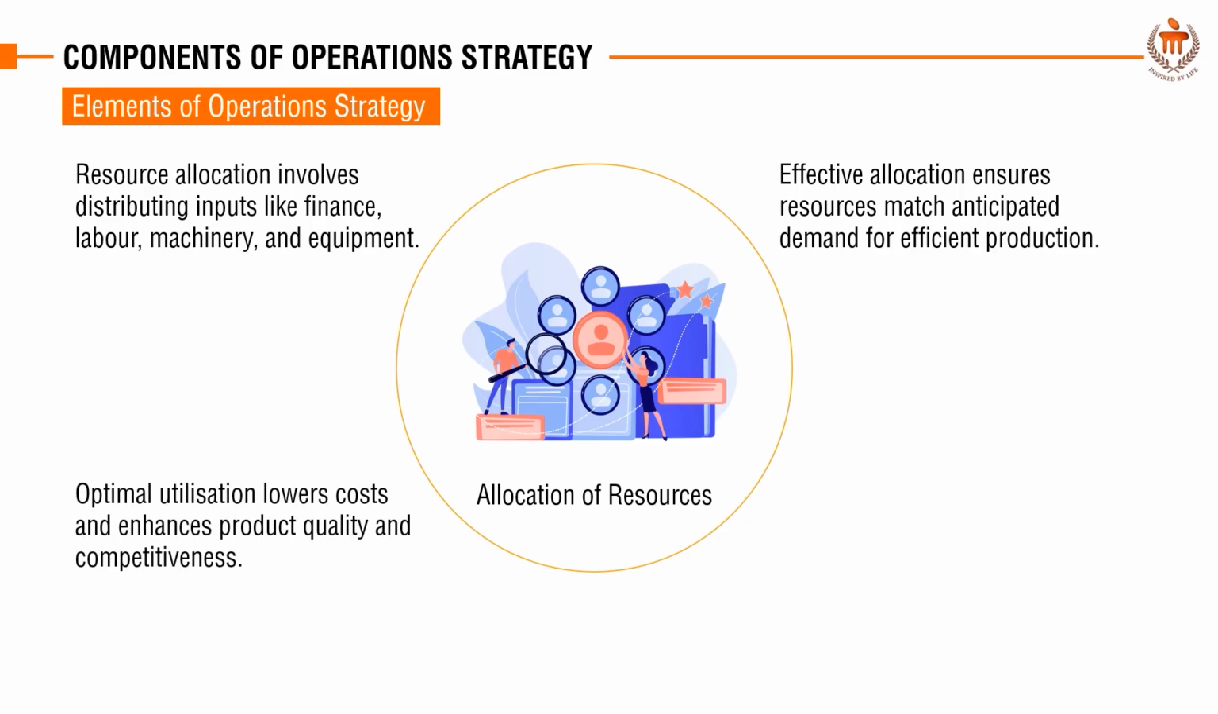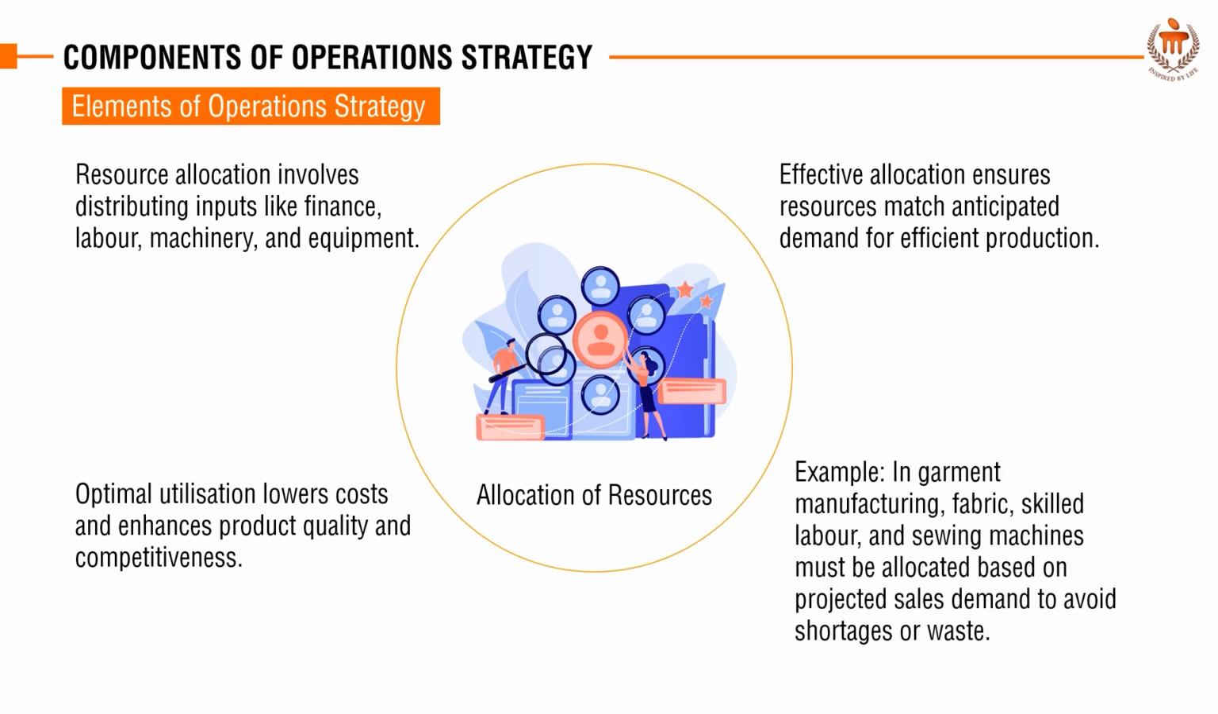Optimal utilization of these resources plays a key role as it allows for the creation of high-quality products at lower cost, contributing to the overall efficiency and competitiveness of the company. For example, in a garment manufacturing company, resources like fabric, skilled labor, and sewing machines must be carefully allocated based on the projected sales demand. If resources are under or over allocated, it could lead to either shortages or waste, directly affecting both production cost and the product quality.